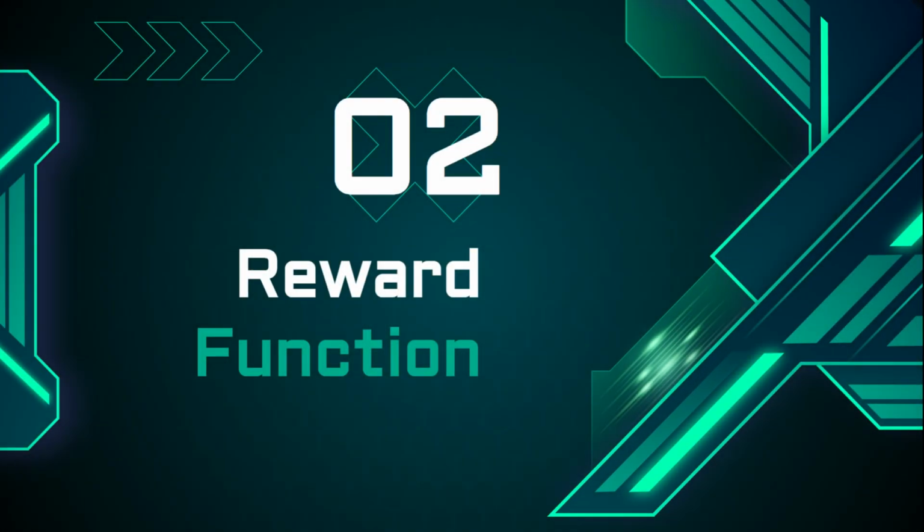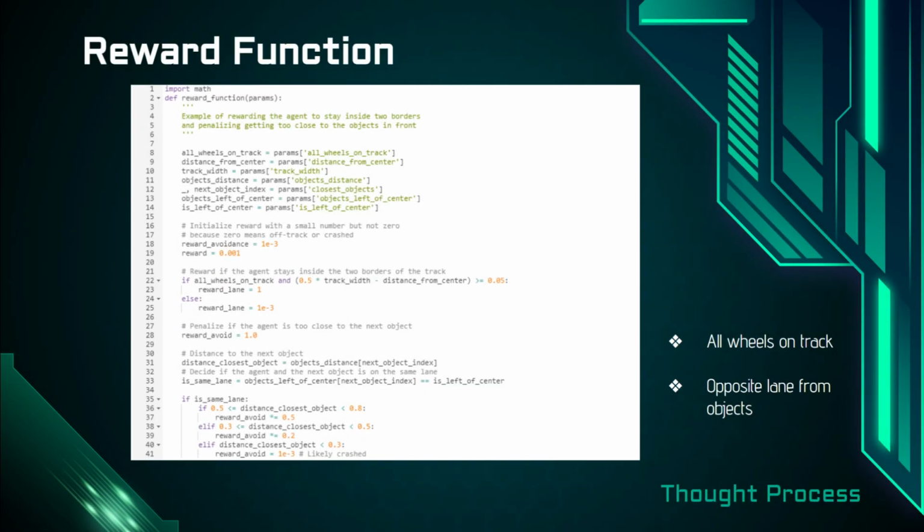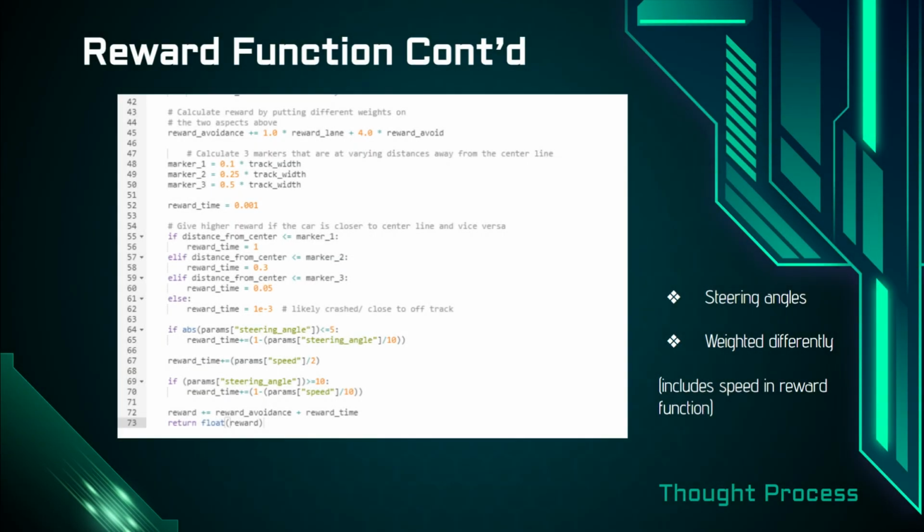So there were a couple of things I kept in mind while making a reward function. Firstly, we needed to reward it for speed, so obviously speed was one of the factors of the reward function. We also wanted it to stay within the track, so we rewarded it for all wheels on track, as well as distance from center. However, for object avoidance, we needed it to be on the opposite lane from the object, so we rewarded it to stay on the opposite lane more than we rewarded it to stay on the center line. This way, it will avoid objects as well as stay within the track.